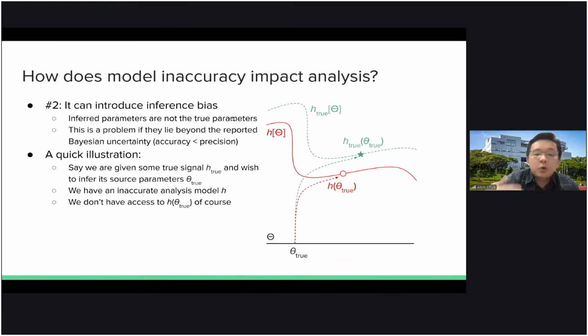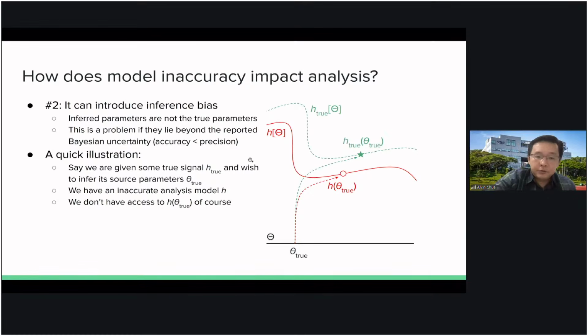Okay, so I'll give a quick illustration of how inference bias arises. Say we are given some true signal, H true, the green star here. We may or may not have the true waveform model that returns H true as a function of theta true. But theta true is basically what we wish to infer. These are the actual source parameters, the parameters of the source.